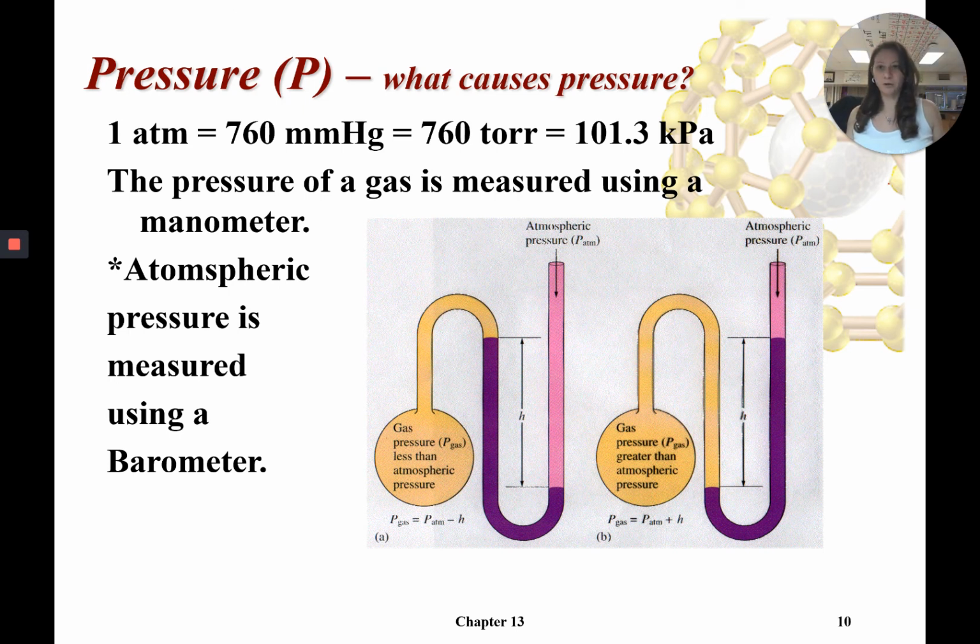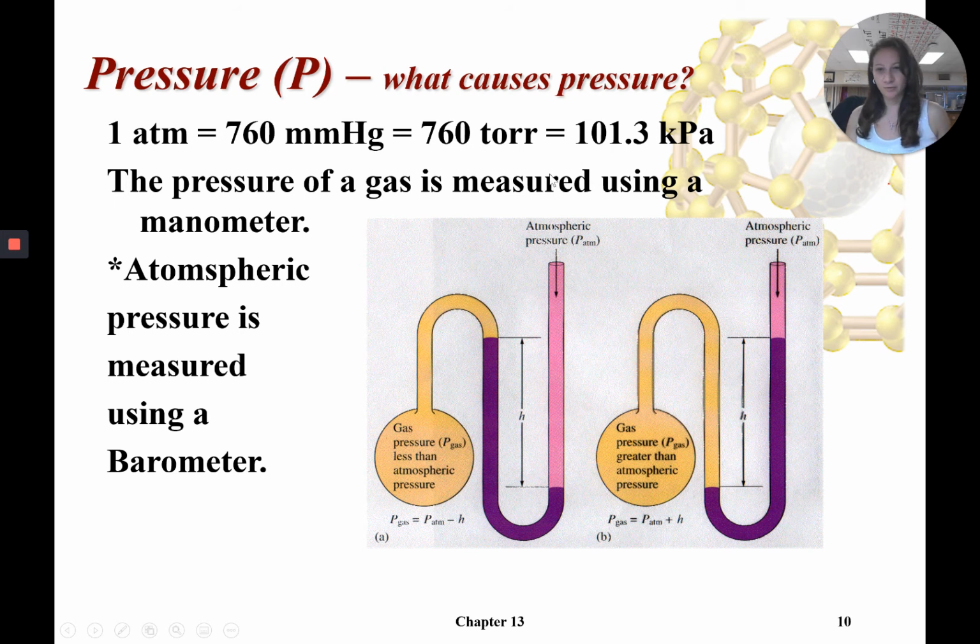We have a few here. So this is standard pressure. So at sea level, standard pressure is 1 atmosphere, 760 millimeters of mercury, 760 torr, or 101.3 kPa. These are numbers that you need to memorize.